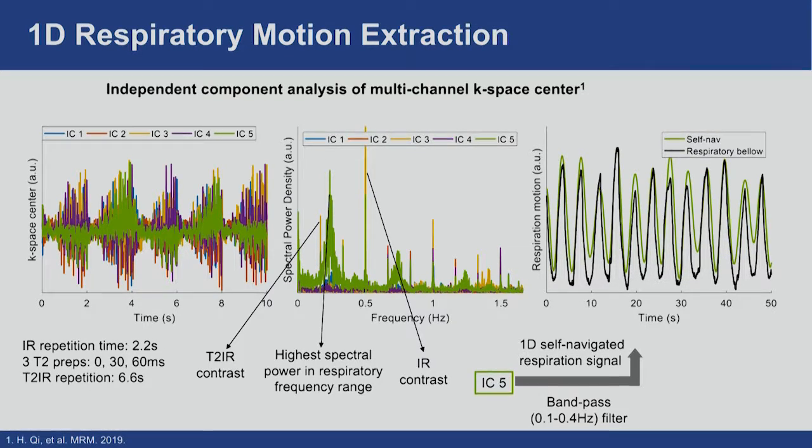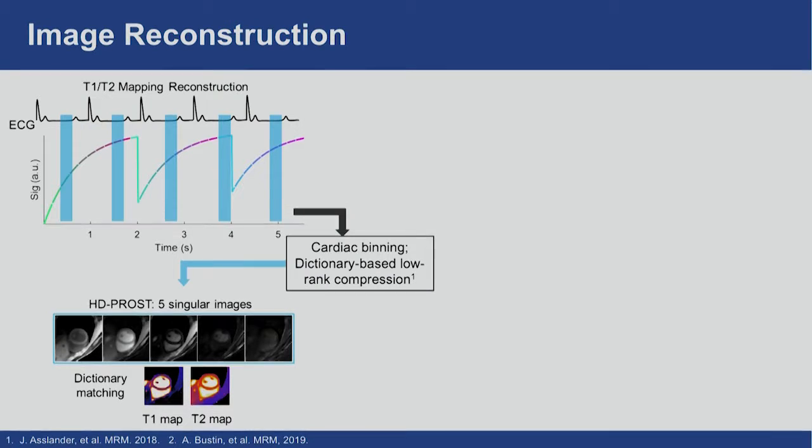Here is a comparison with the respiratory bellows signal. With this motion signal, the k-space data can be binned into different respiratory motion states, and inter-bin 3D translational motion was corrected. After this step, for T1 and T2 mapping, the spokes were selected for given cardiac phases, which should have different T1 and T2 contrasts.